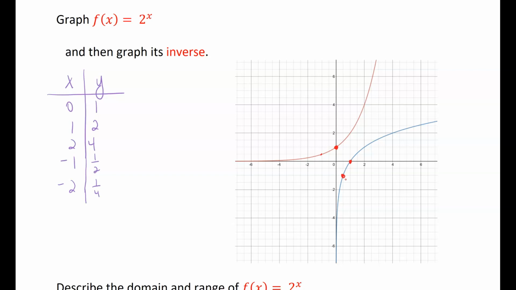Okay, so talking about the domain to begin with, let's talk about the graph of f of x, just 2 to the x power. What is the domain on it? Are there any restrictions on x? No. So we would state that as -infinity to +infinity. Okay, how about the range? 0 to +infinity.